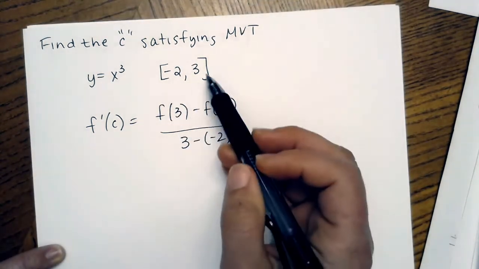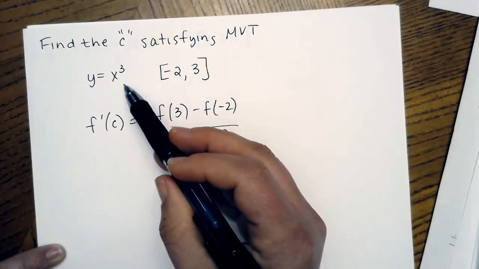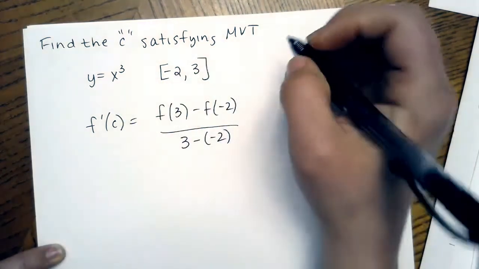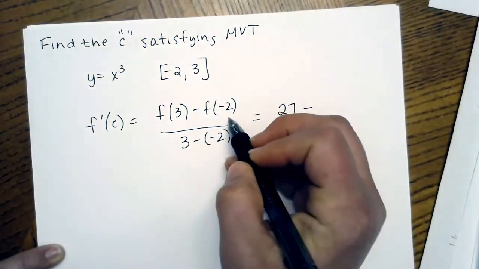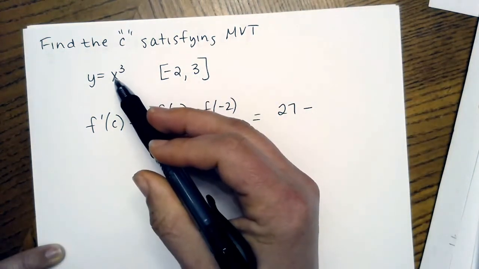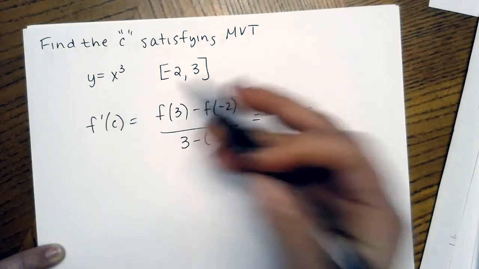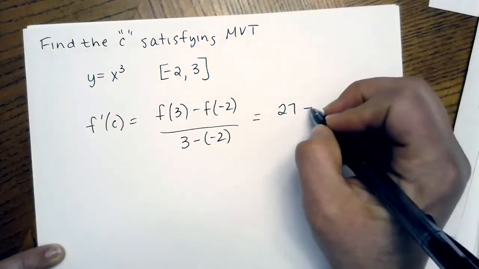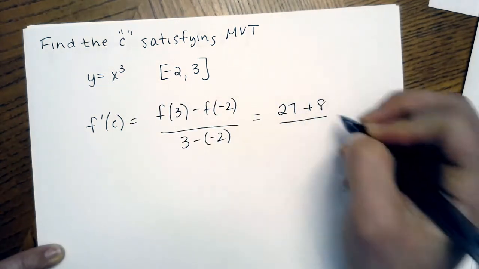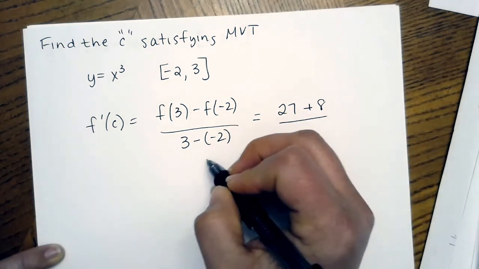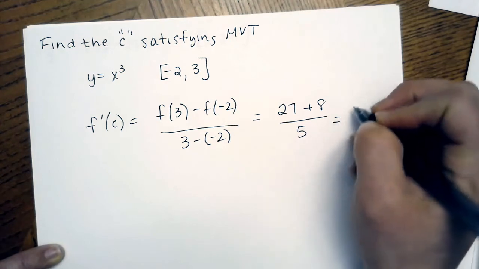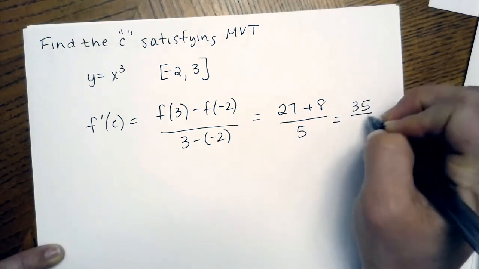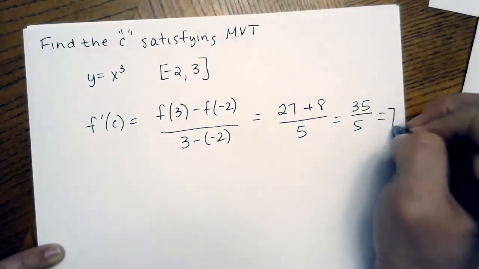Okay, so f of 3, I plug in 3 here. F of 3 is going to give me 27, right? And then f of negative 2, I plug in negative 2 here, and I'm going to get negative 8, so I have really minus negative 8, which is plus 8. And then in the denominator, I have 3 minus negative 2, which is really 3 plus 2, which is 5. So now on top, I have 35 over 5, which is equal to 7.